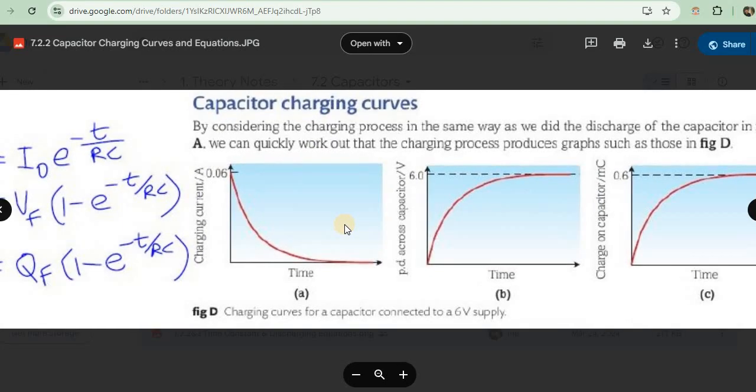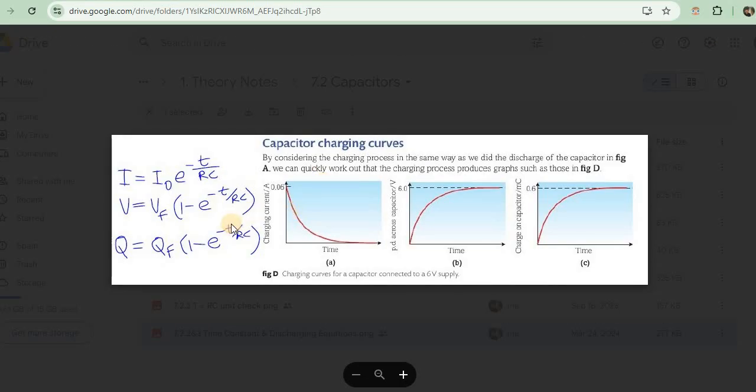Again, first have a good look at what the axes are. Whenever you get a graph, you should always have a look at what the axes are. Here: charging current versus time, potential difference across capacitor versus time, and charge on capacitor in millicoulombs versus time.